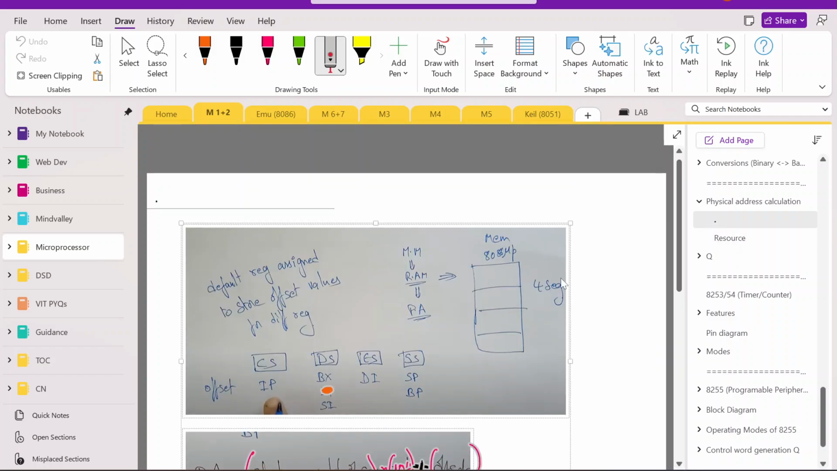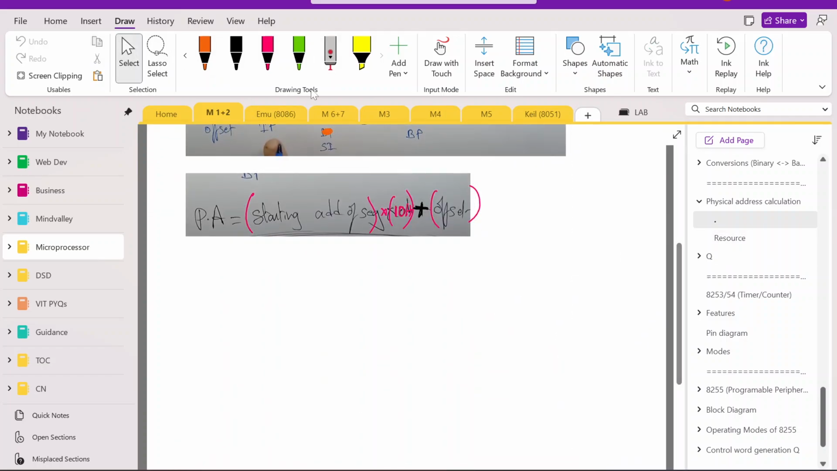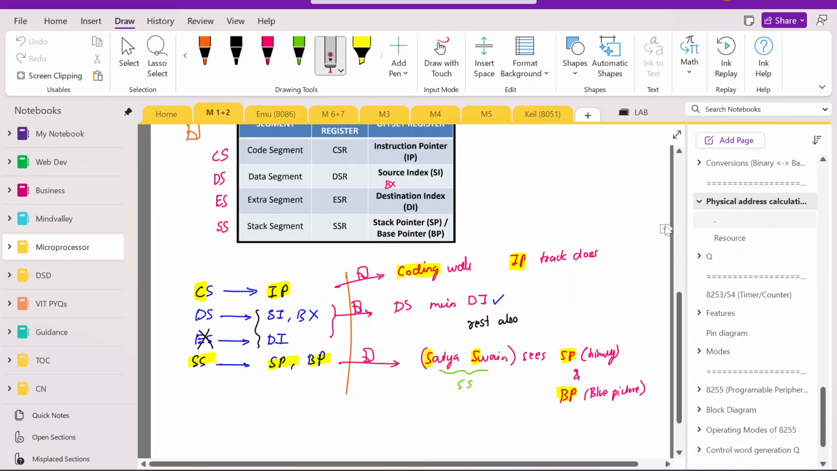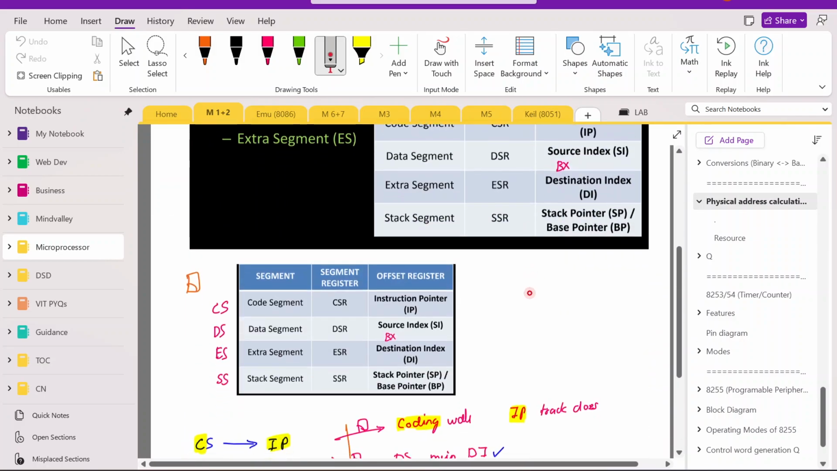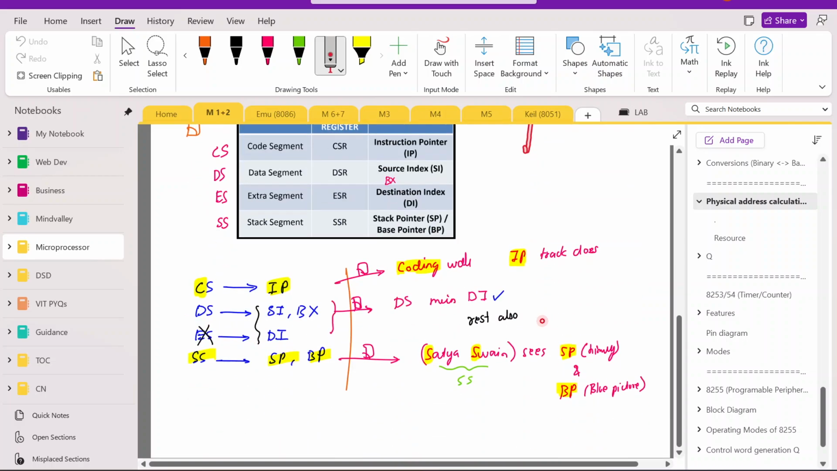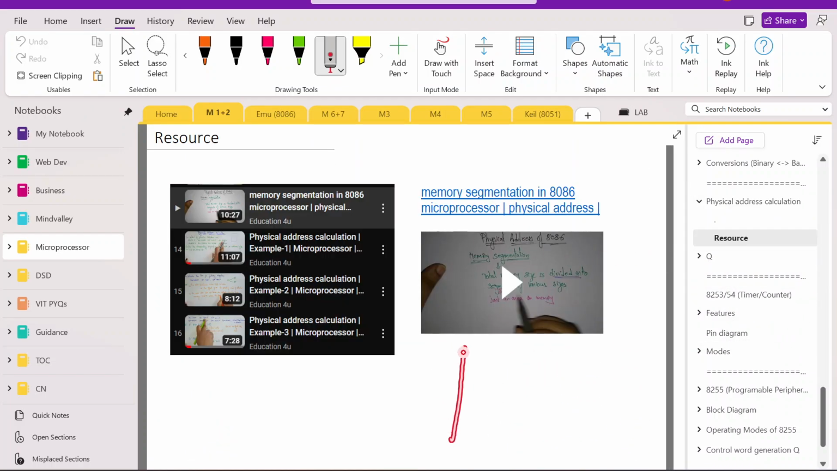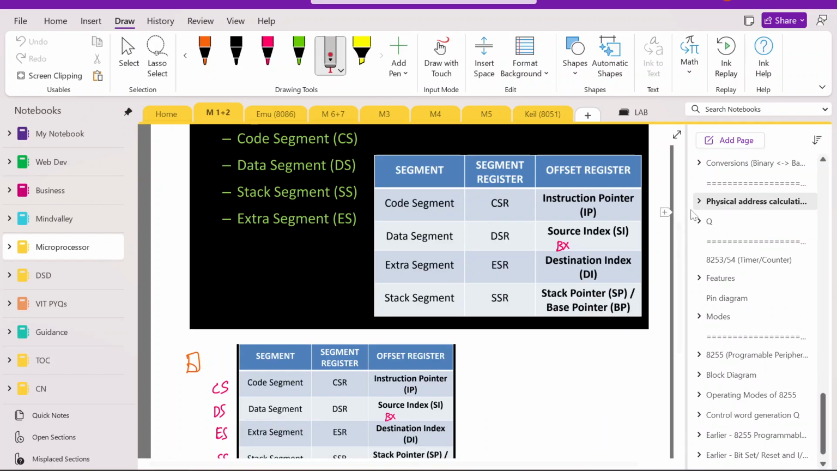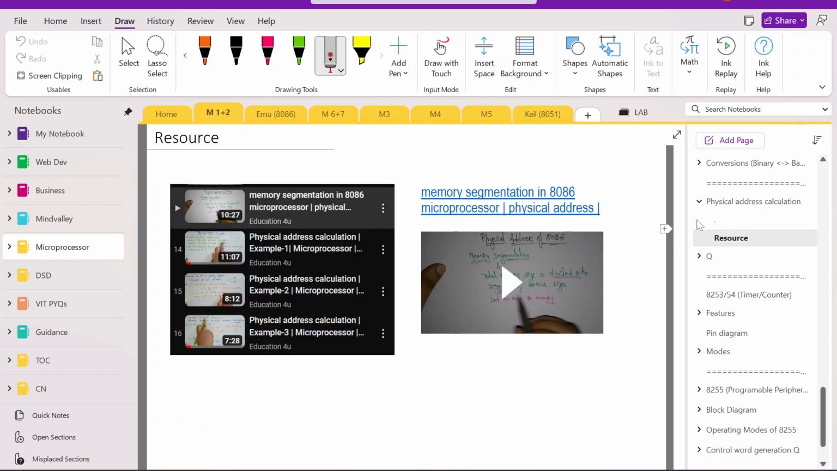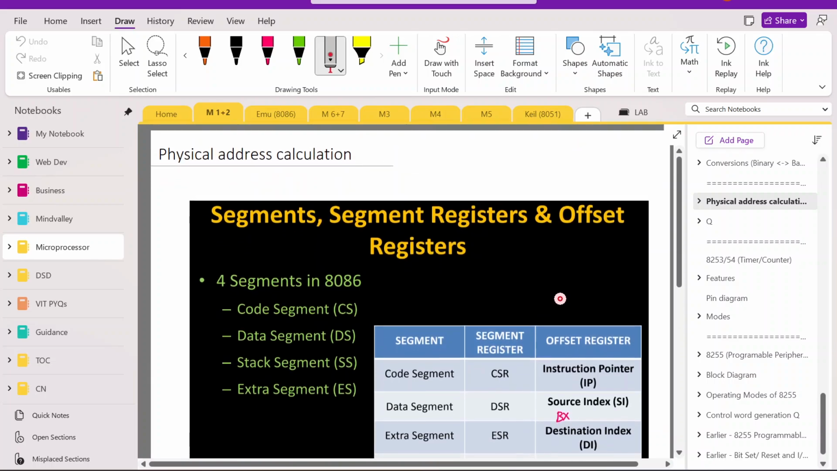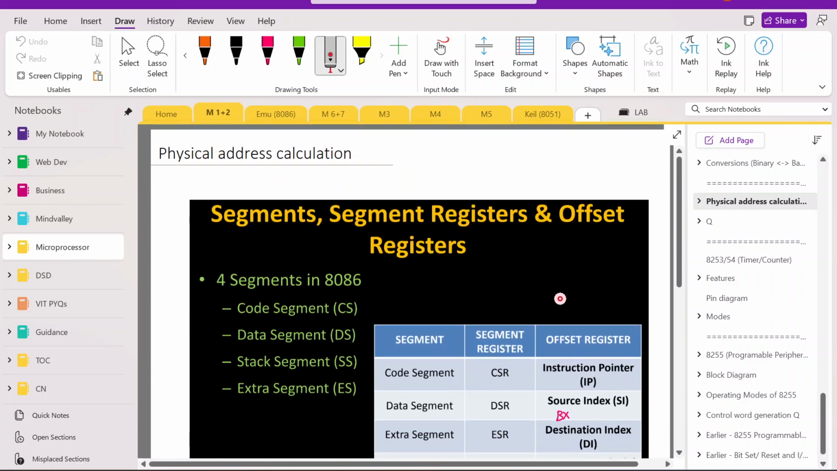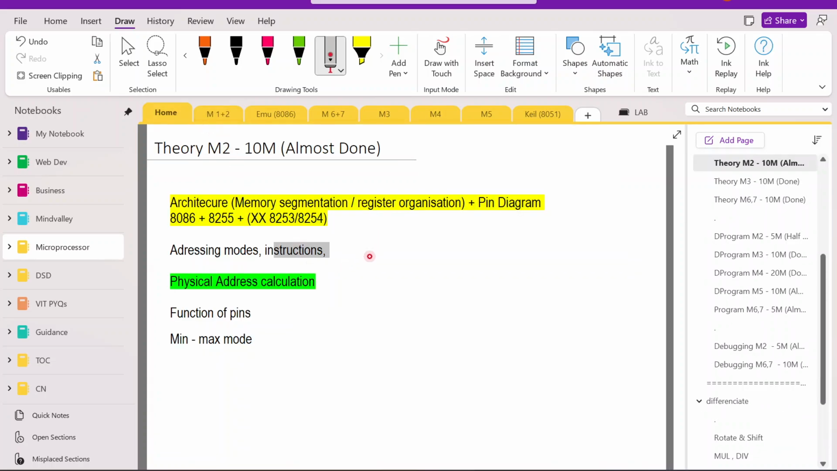And this is the form of that numerical. For theory, this is just the screenshot from when I studied it in Cat 1, and later on I got to know the best resource, which is this. Just go through those videos, and you will understand the physical address calculation and questions around it. Okay. Now all this is done.